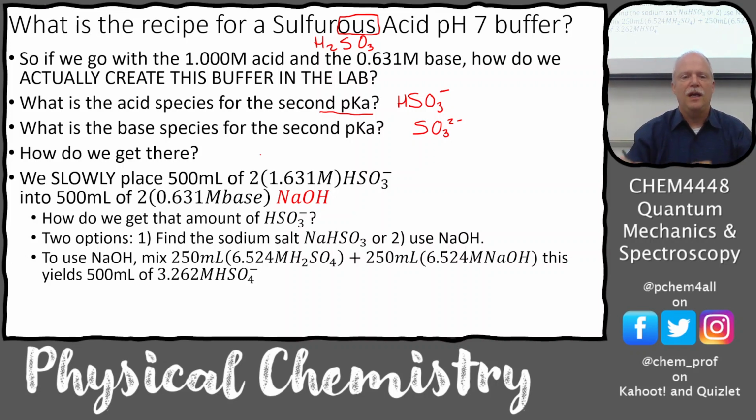Okay. And so how do we get that amount? This 1.631 moles per liter of solution times 2. So really it's like a 3.2 moles of solution of this. We could find that sodium salt maybe, or we could use sodium hydroxide. And so to get 500 mils of this concentration, this is what you would mix together.